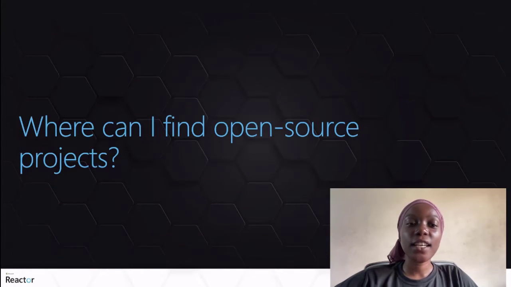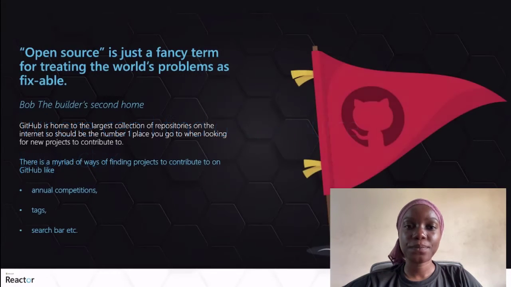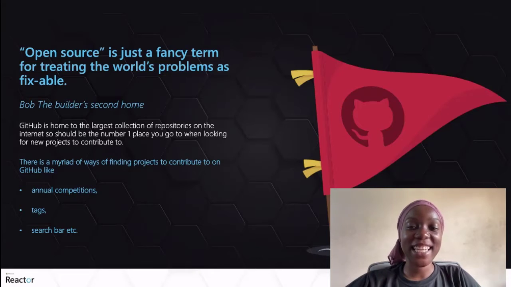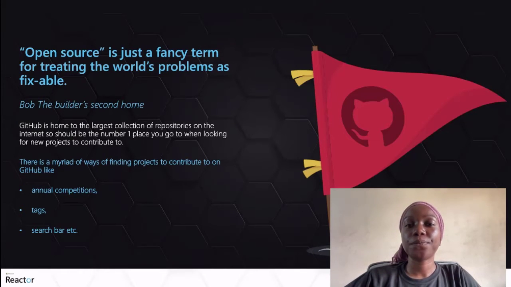So the first thing is, where can I find open source projects? Well, GitHub. When you're in the tech space, GitHub is a name that you will hear again and again, and it's because it's so good at what it does, uniting developers, tech enthusiasts, writers, and designers to all collaborate from different parts of the world.